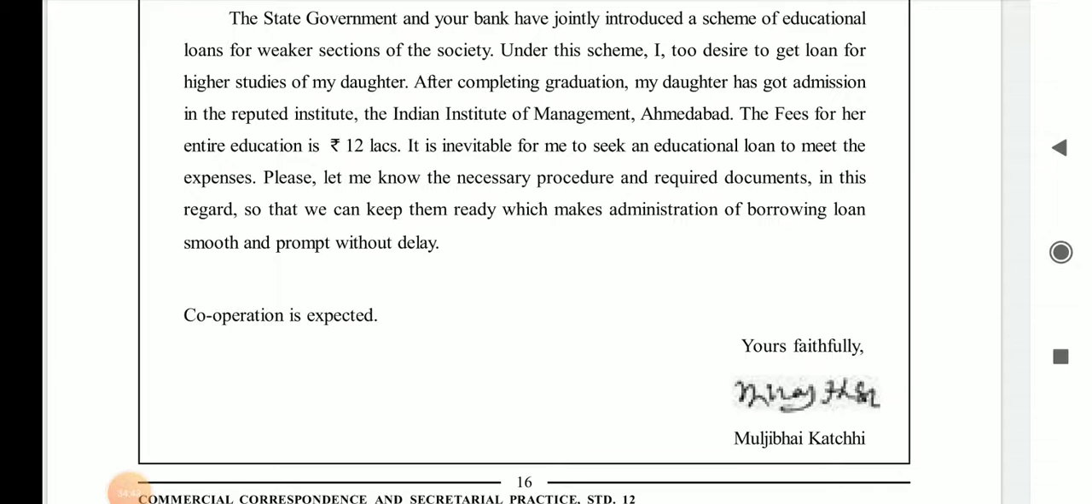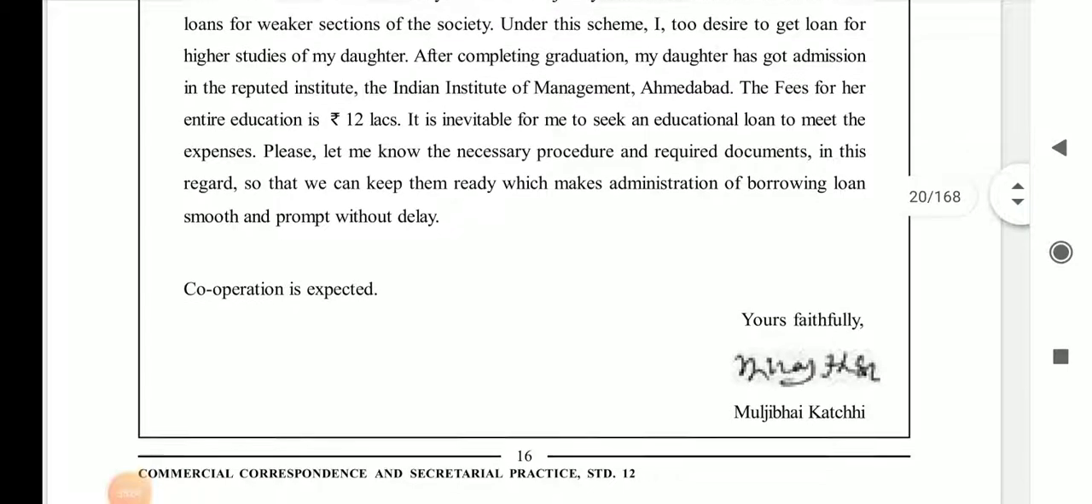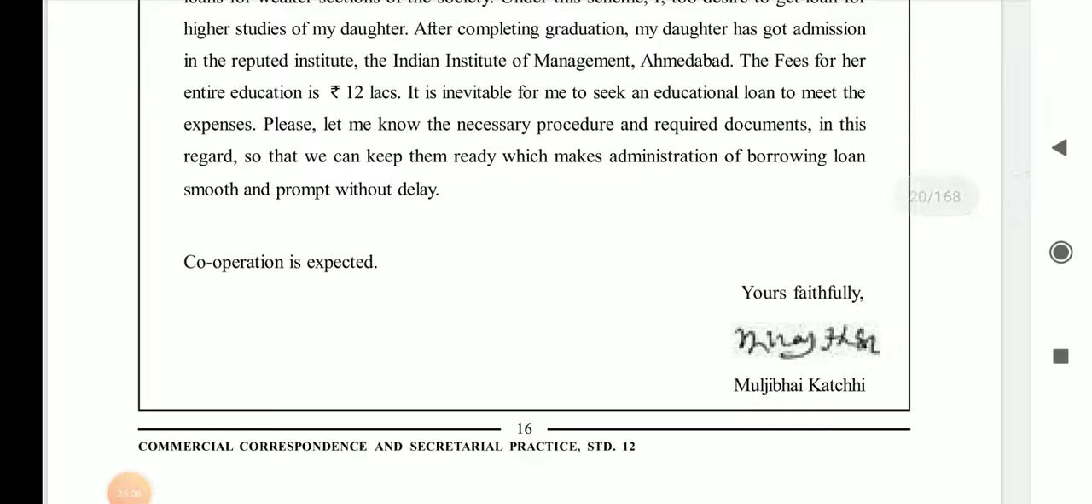After completing the graduation, my daughter has got admission in a reputed institute, the Indian Institute of Management at Ahmedabad. See, here this person mentioned that his daughter got admission in IIM Ahmedabad. The fees for the entire education is rupees 12 lakh. See, here the person mentions that the whole education fee is costing rupees 12 lakh.